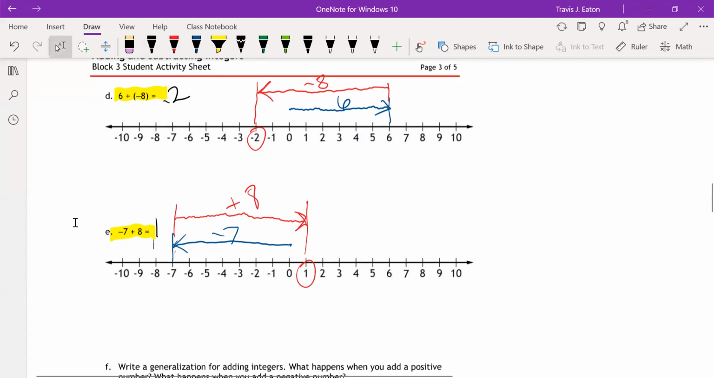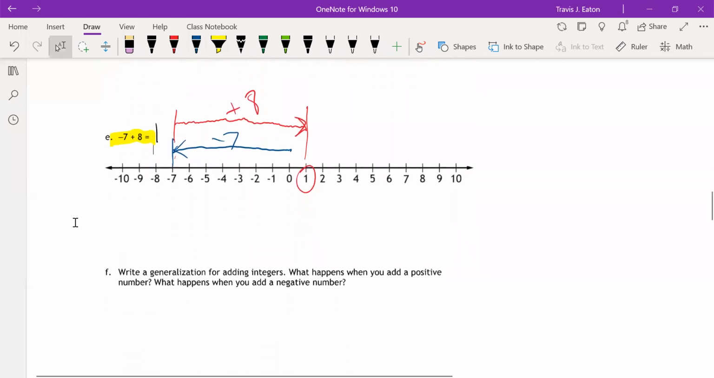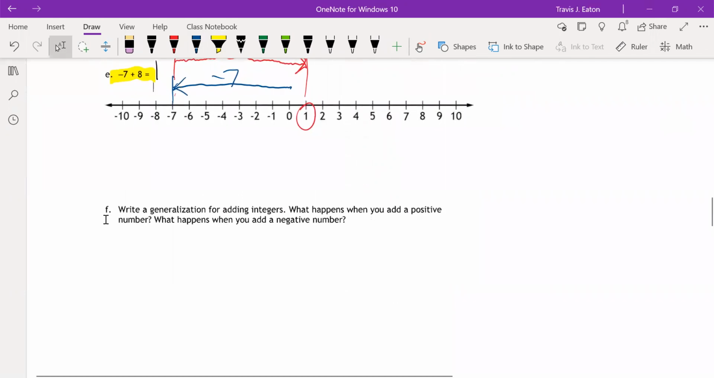Okay, so let's take a look at this next question, question F. And it asks us to write a generalization, which is just, write a general rule for adding integers. And it's going to answer these questions. What happens when you add a positive number? And then what happens when you add a negative number? Well, let's see. Let's take a look at when we add a positive.